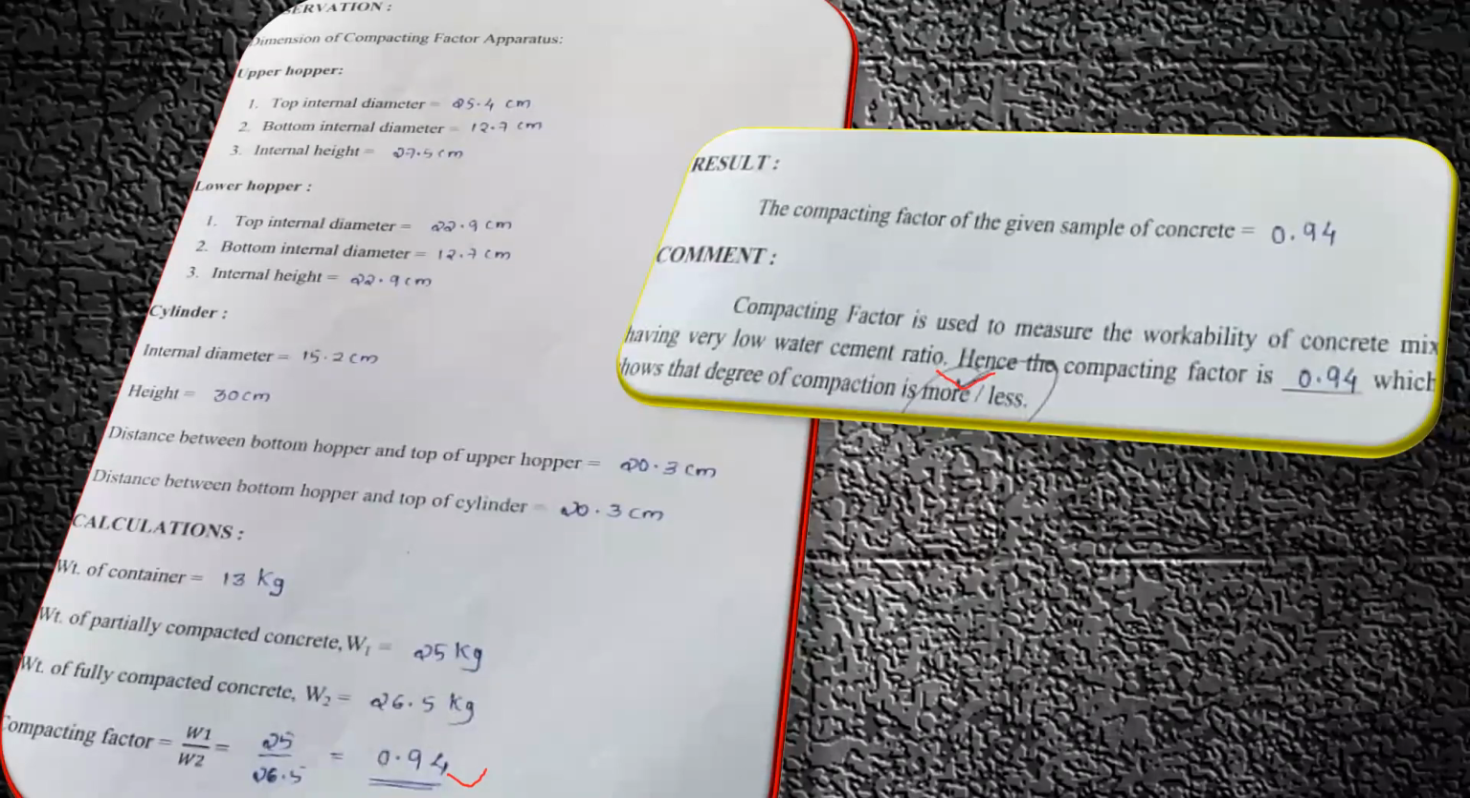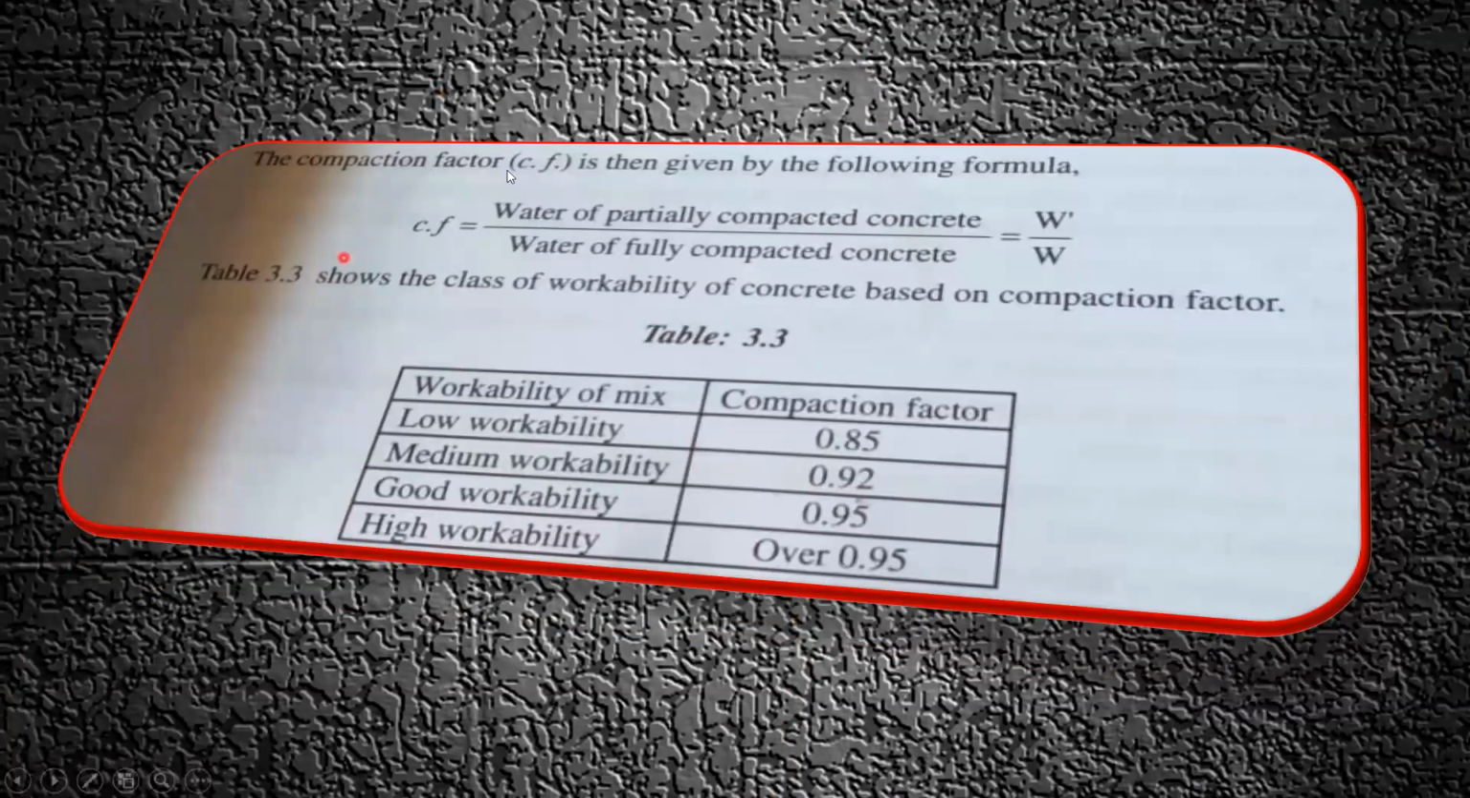Now according to Indian standards and certain guidelines, you can try to understand this. Whenever you write in an exam, you can write down this formula: the compaction factor is the weight of partially compacted concrete divided by the weight of fully compacted concrete, right? And this is how you classify it. If you're getting a compaction factor of 0.85, that means your workability is low. If you're getting 0.92, that means medium workability. If you're getting 0.95, then you have a good workability. And if you're getting greater than 0.95, you have a very high workability.